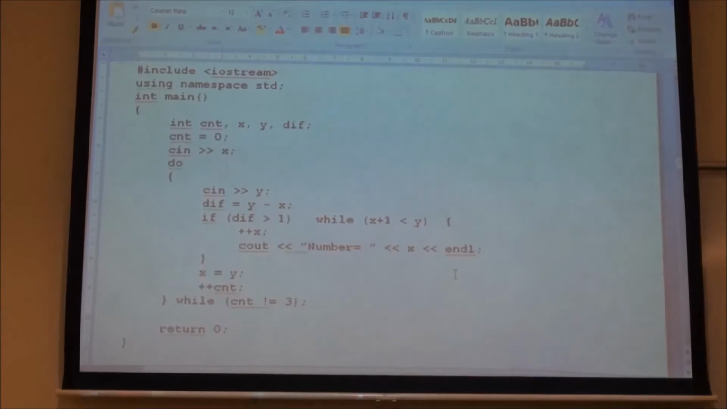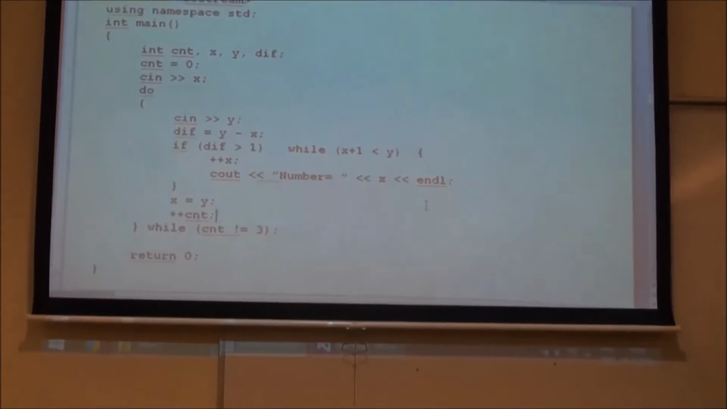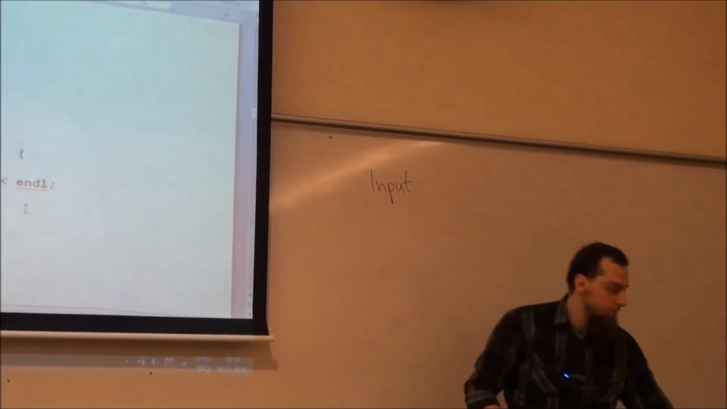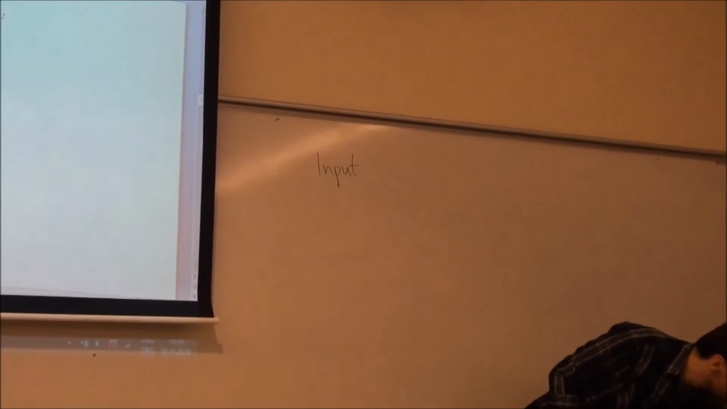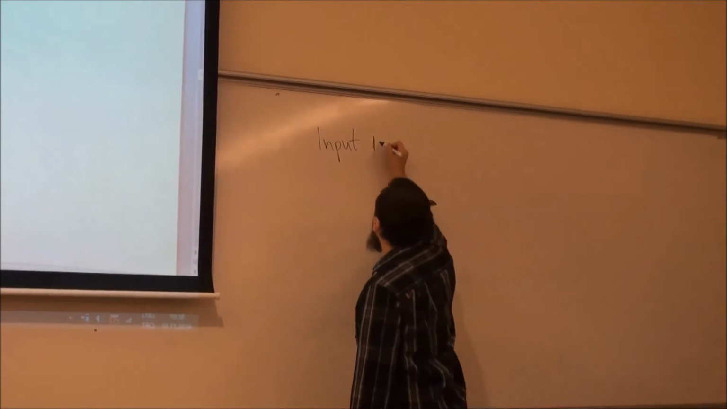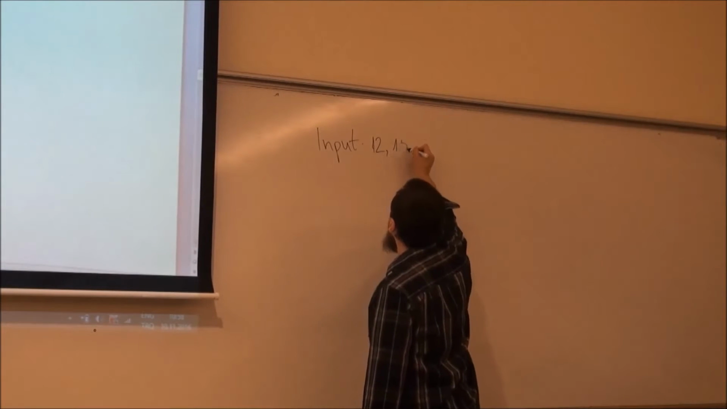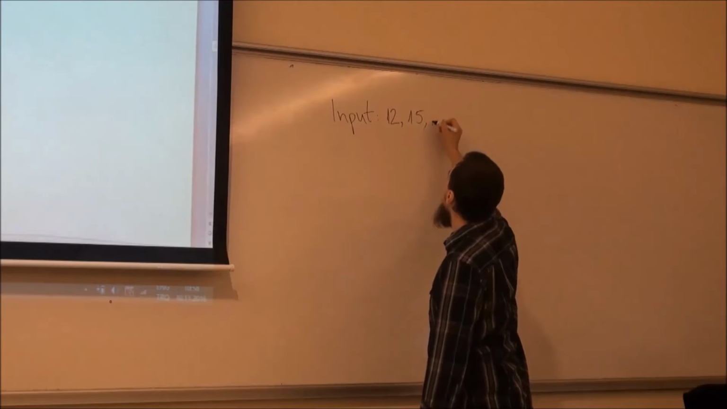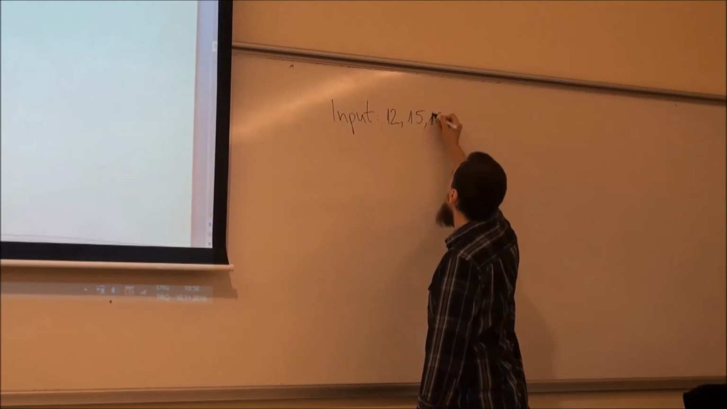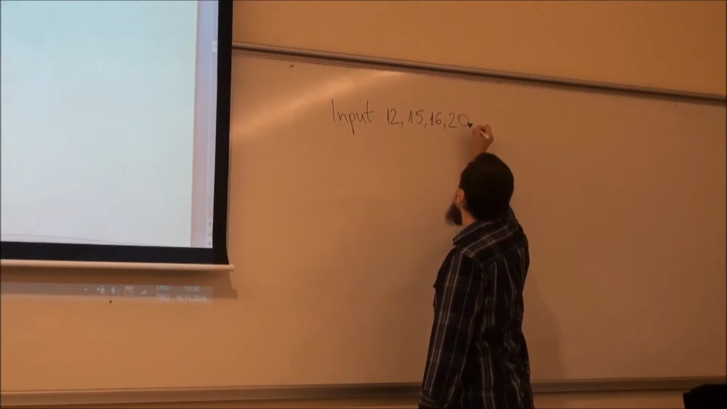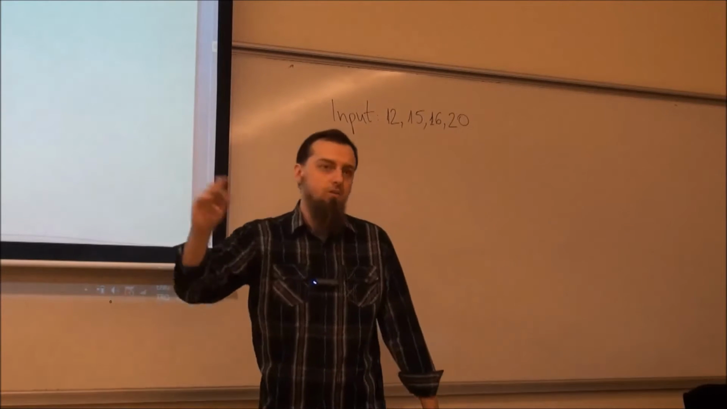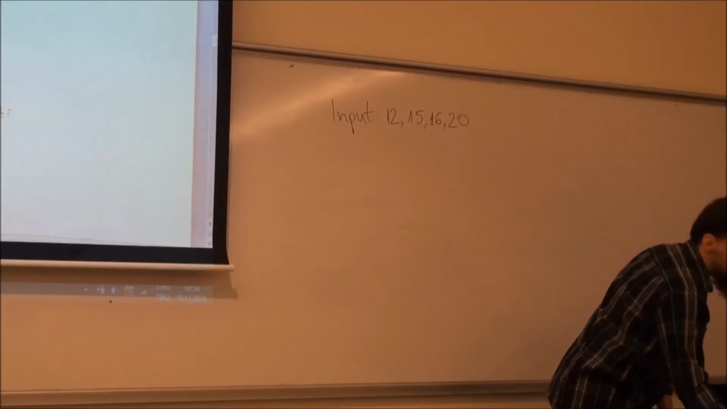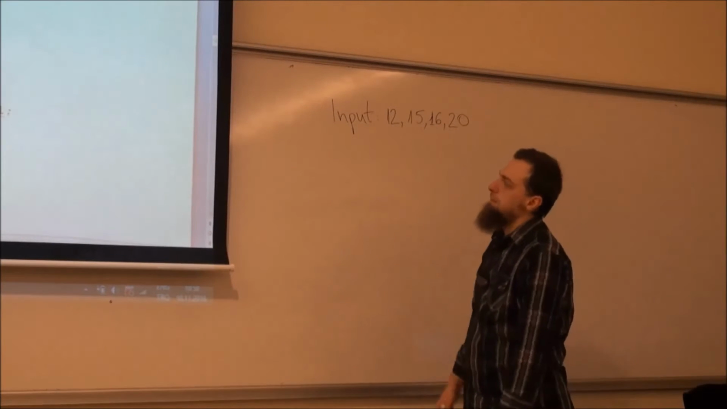Okay, so let's write them. This is the input. I don't want to scroll, that's why I'm going to write the input. So the input is going to be 12, 15, then what? 16 and 20. Okay, we're going to read X and Y. And accordingly, we are going to give those data in first-in, first-come order.